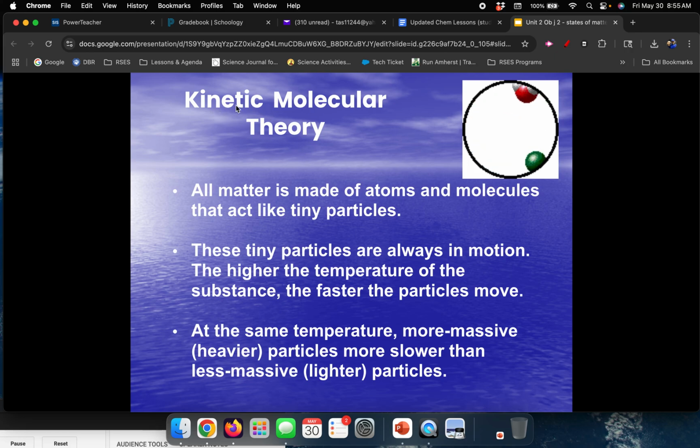All right, so the kinetic molecular theory, if you remember from 9th, 10th grade, kinetic means moving. So really this is the moving molecular theory, and it says all matter is made up of atoms and molecules, and these are constantly in motion. The higher the temperature, the faster the motion they are. And if they're at the same temperature, well, the bigger, heavier molecules move slower than the smaller ones.